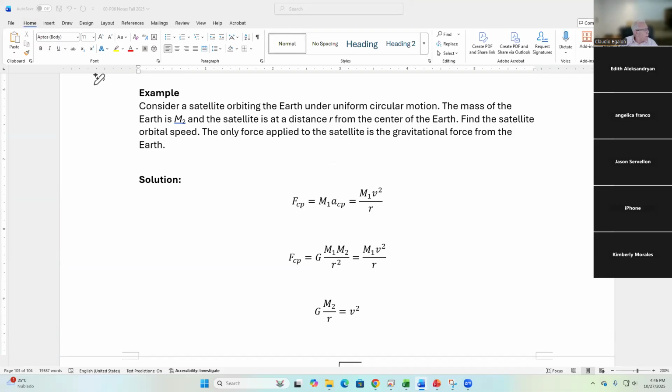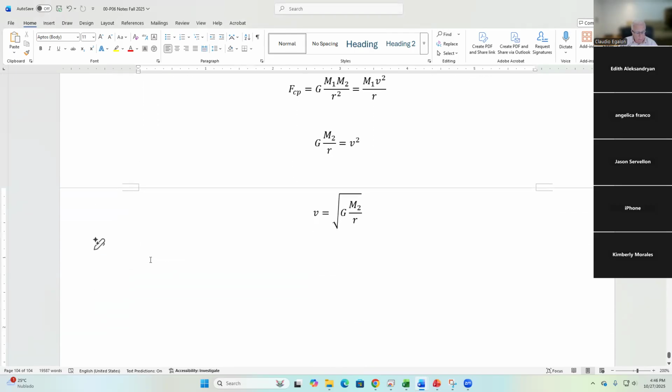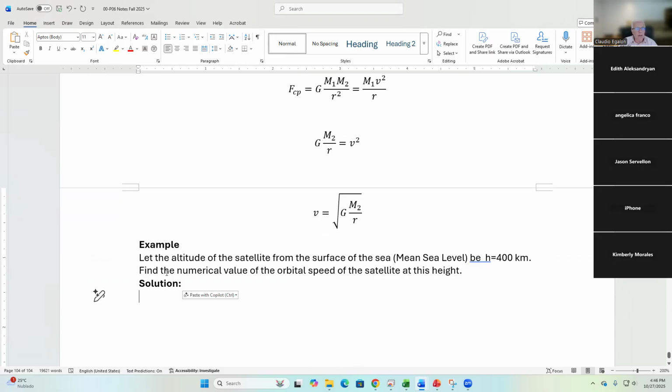Okay, now we are going to apply this solution that we got here to a numerical value. Okay? So here we go. Let the altitude of a satellite from the surface of the sea, from the mean sea level, be 400 kilometers. By the way, that's the average height of the International Space Station. That's considered low Earth orbit. Find the numerical value of the orbital speed of the satellite at this height.